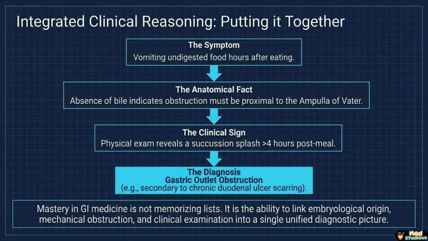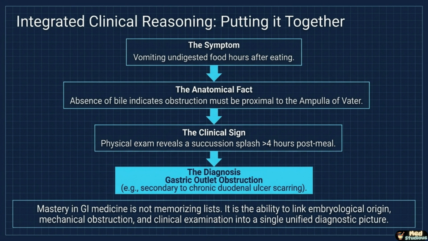Let's bring everything in this video together with one worked example, because this is exactly how a real exam vignette is constructed. The symptom: a patient is vomiting undigested food hours after eating. The anatomical fact: that vomitus contains no bile, which tells you the obstruction must sit proximal to the ampulla of Vater, because if it were distal, bile would have refluxed upward into the stomach and appeared in the vomit.